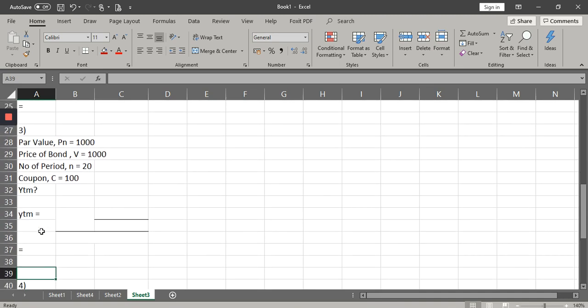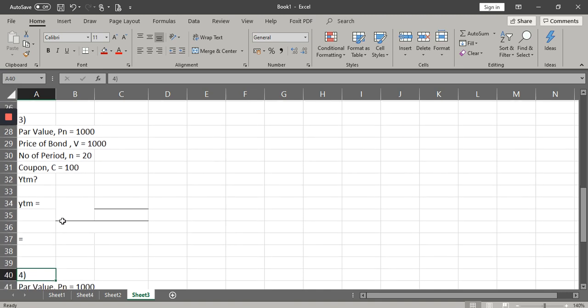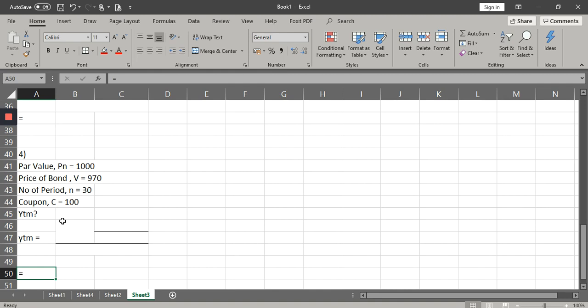And then you have the third example. The par value and bond price are the same. Your coupon is 100, or 10%, and the maturity equals 20. Calculate the yield to maturity, and then number 4. All right, so class, you can pause the video now and try all 4 different examples and keep the answer, and then you can check.